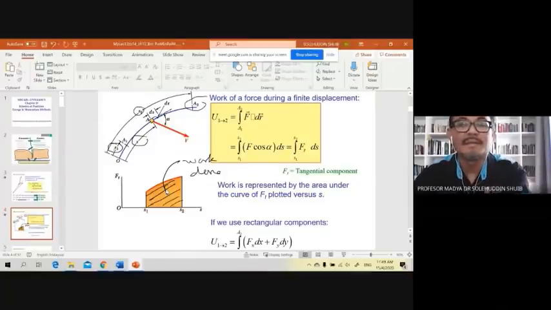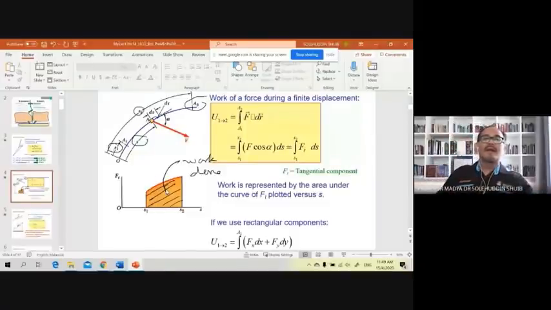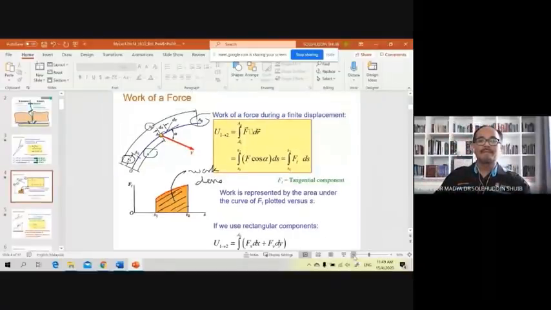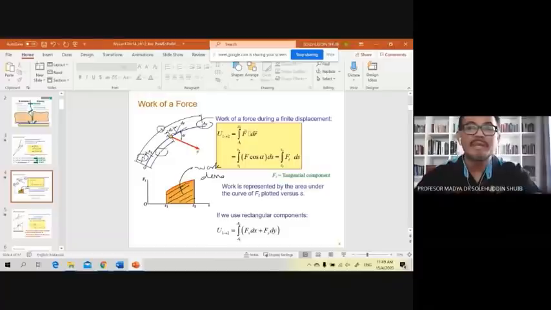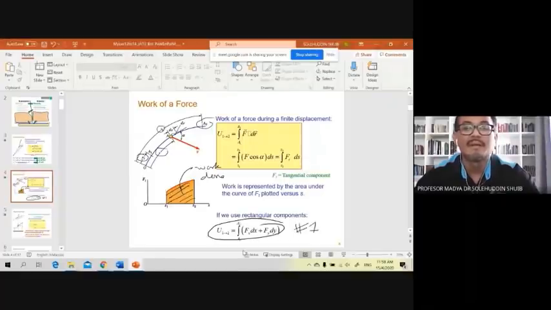Next one. There are different conditions to illustrate this type of problem, work force. Case number one is for the case of rectangular components, which is this one. This is case number 1, the case for rectangular components. Work done from 1 to 2 in the case of Fx dx plus Fy dy. Okay, this is case number 1.